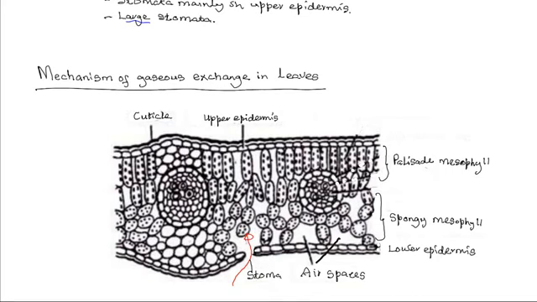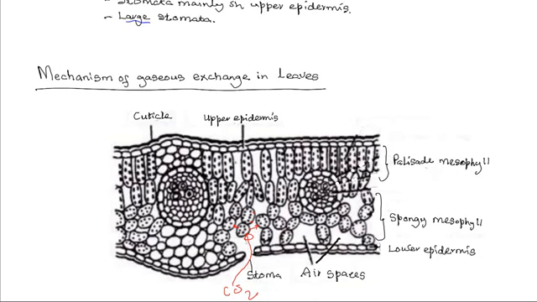There is a diffusion gradient. See, for gaseous exchange to take place, there must be a diffusion gradient. So that means in the atmosphere, there's a higher concentration of carbon dioxide. So the gas diffuses into the leaf through the open stoma, dissolves in the moisture on the surface of the mesophyll cells, and then diffuses into the cells where it is used in photosynthesis. That is during the day or in the presence of light when photosynthesis is taking place.